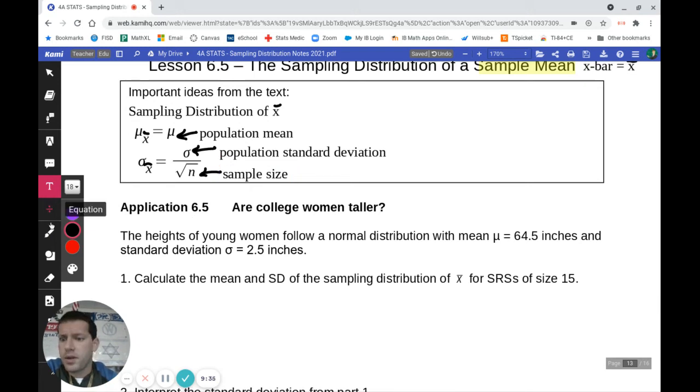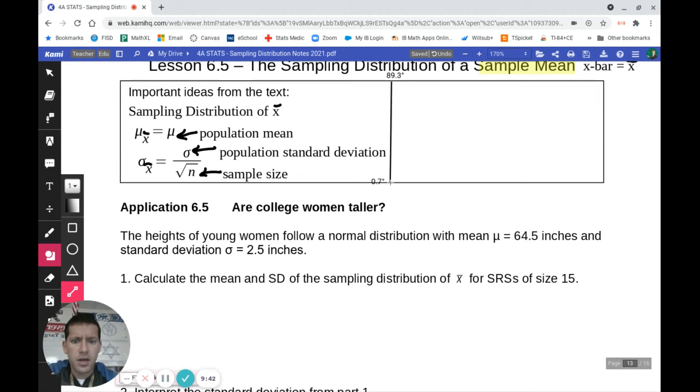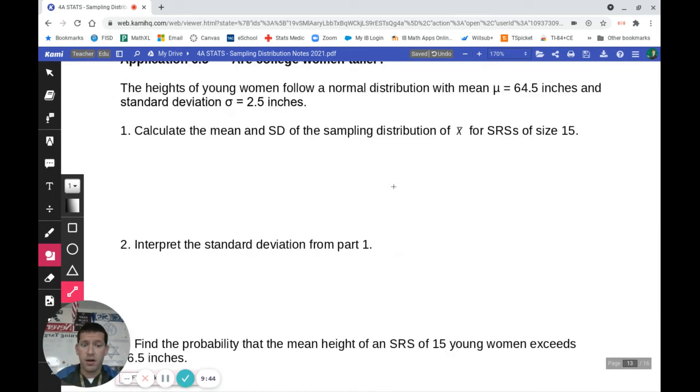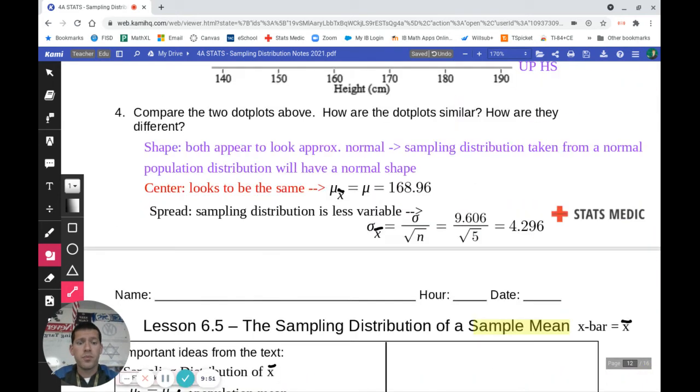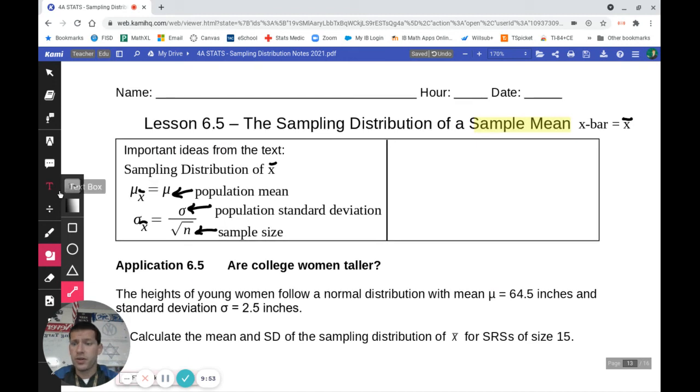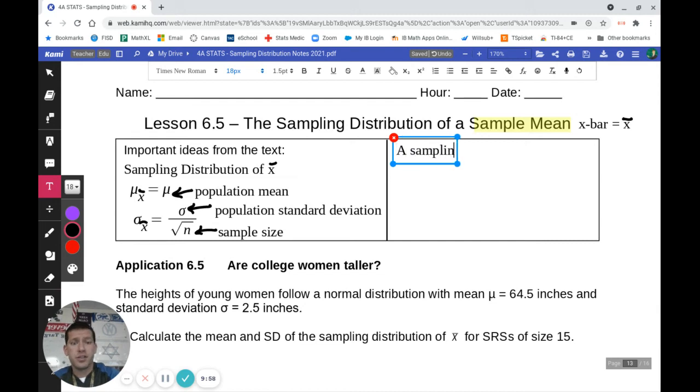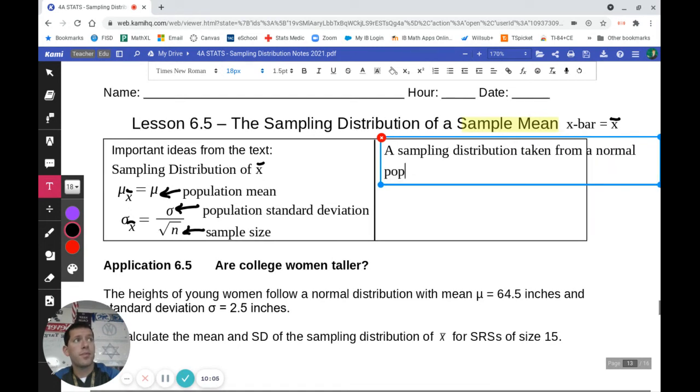And then one more thing, mainly. We're going to, again, apply our normal distribution down here, number 3, using z-scores in table A. But the final thing that we learned in this section is that a sampling distribution taken from a normal population is also normal.